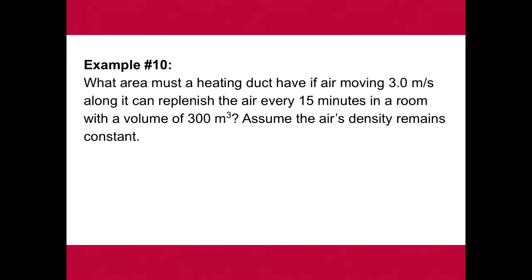What are we noticing? Well, we notice that we have a volume that needs to be replenished every 15 minutes. So that means every 15 minutes I need 300 meters cubed over 15 minutes. Now notice that's a volume over a time. That is a volumetric flow rate. So what we need is that volume to come into the room every 15 minutes. That will allow all the air in the room to be replenished.